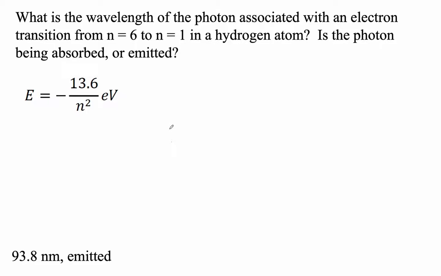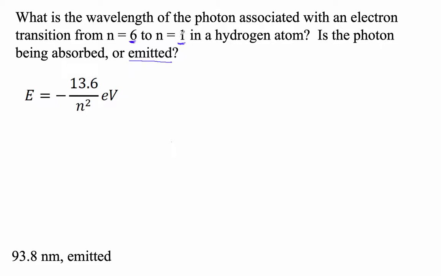What is the wavelength of the photon associated with an electron transition from 6 to 1? Well, this thing is going to be emitted, right? Because it's a downward transition. 1 is the lowest energy level. 6 is how much higher than that? And so we're making a downward transition.